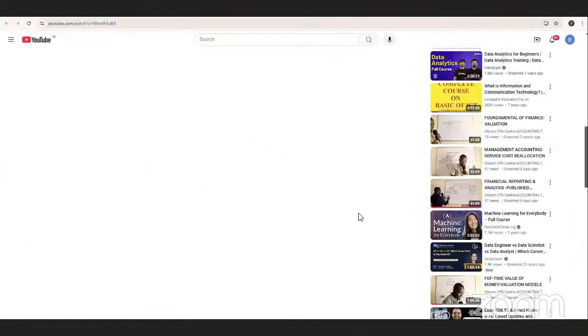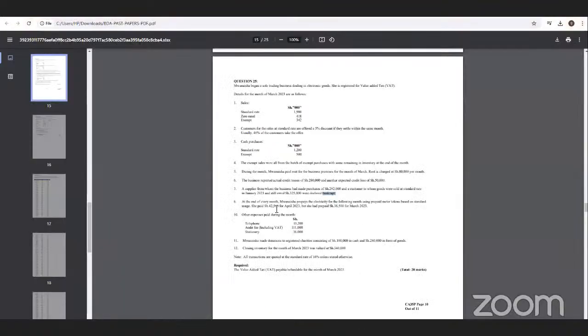Then go to number 8. At the end of every month, Mwanaisha pays electricity. So there is a prepayment. She paid that one for the month of April, but also she had paid that one. She paid that one for April.